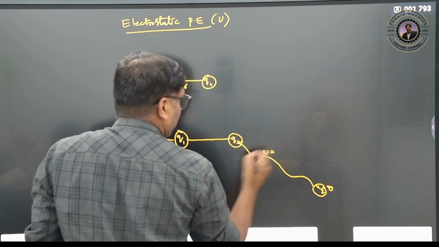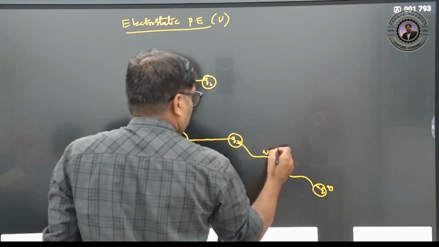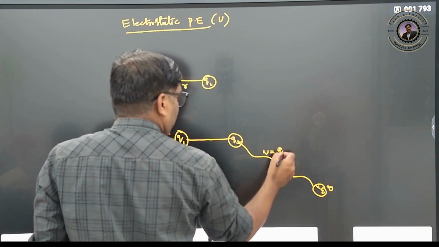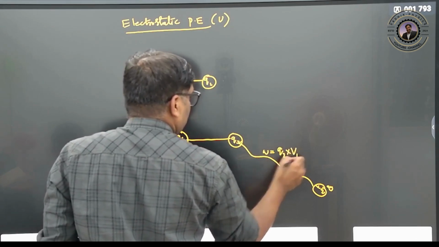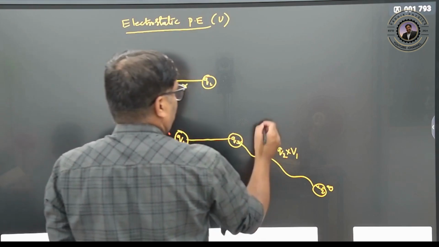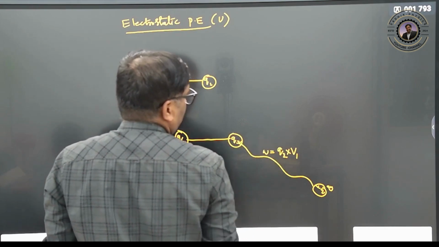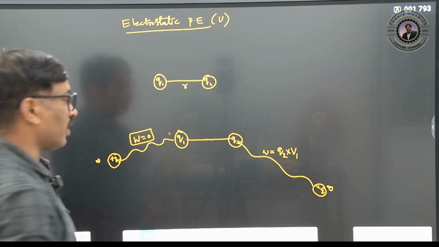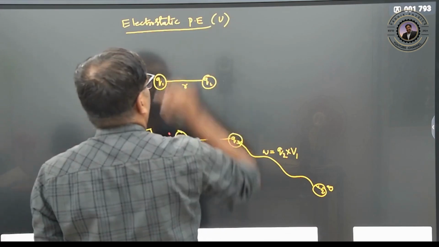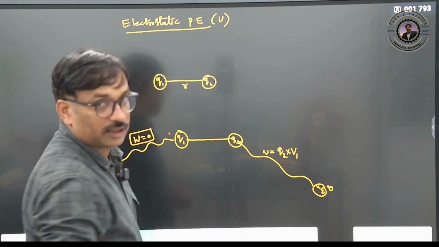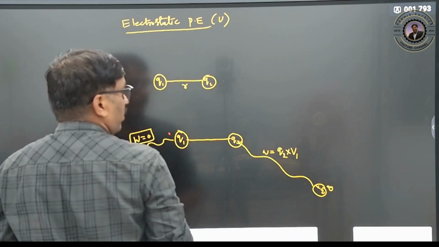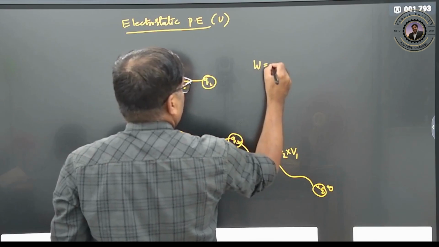What is the work done here now? Work done is nothing but the potential created by q1. We are bringing q2, therefore potential due to 1. So whatever the work done, W is equal to q2 into V1. Whatever this work done, it is stored in the form of potential energy. Here W is equal to q2 into V1.